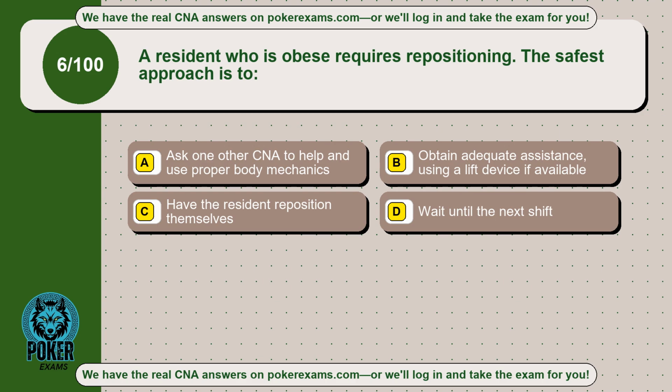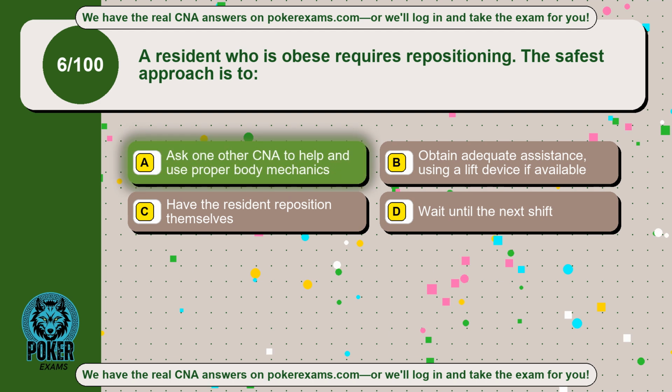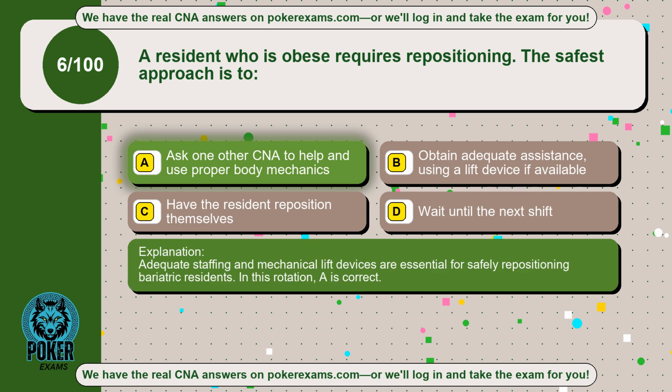Question 6. A resident who is obese requires repositioning. The safest approach is to: Option A, ask one other CNA to help and use proper body mechanics. Option B, obtain adequate assistance, using a lift device if available. Option C, have the resident reposition themselves. Option D, wait until the next shift. The correct answer is option A, ask one other CNA to help and use proper body mechanics. Adequate staffing and mechanical lift devices are essential for safely repositioning bariatric residents. In this rotation, A is correct.